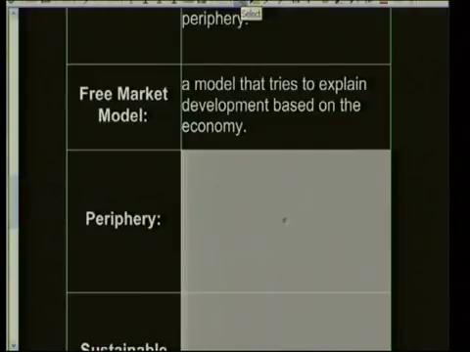Our free market model, also known as the Rostow's model, is a model that tries to explain development purely based on the economy. And when we look specifically at this model, we'll look at the different stages.